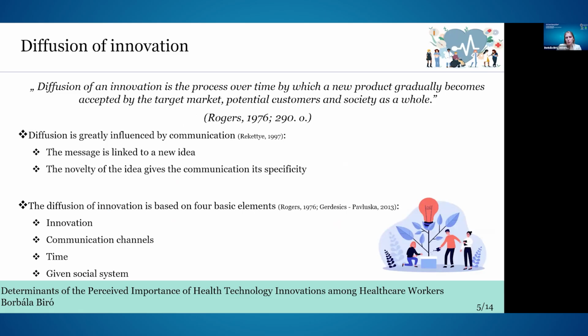Okay, let's talk about the diffusion of innovation. To understand the concept of innovation diffusion, let's turn to Rogers' definition. Diffusion of an innovation is the process over time by which a new product gradually becomes accepted by the target market, potential customers, and society as a whole. Diffusion is strongly influenced by communication, and the message is linked to a new idea. The novelty of the idea gives the communication its specificity. So the four basic elements of innovation diffusion are the innovation, the communication channels, the time, and the given social system.